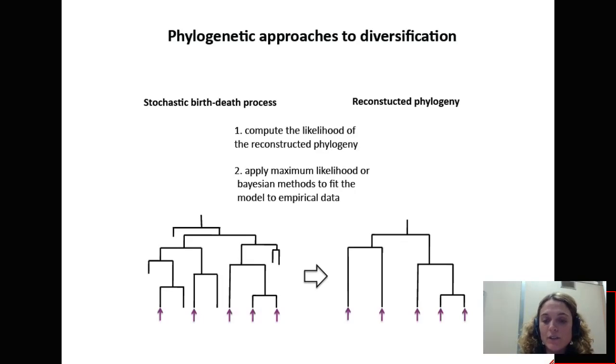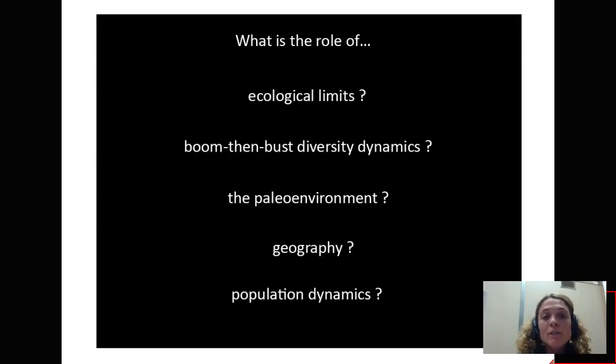So within this very general context, what I wanted to talk about today is the role of ecological limits, boom and bust diversity dynamics, the paleoenvironment, geography, and population dynamics, and more precisely, how we can use phylogenetic data to ask questions about the relative role of all these processes.